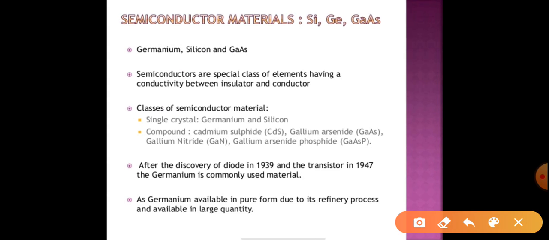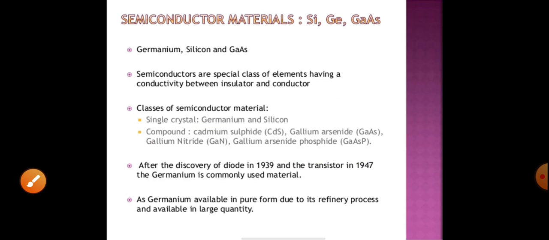The different kinds of semiconductor materials are silicon, germanium, and gallium arsenide. We broadly categorize semiconductor material into single crystal and compound. Single crystal are germanium and silicon, and the compounds are cadmium sulfide, gallium arsenide, and gallium arsenide phosphide. So we have discussed this.